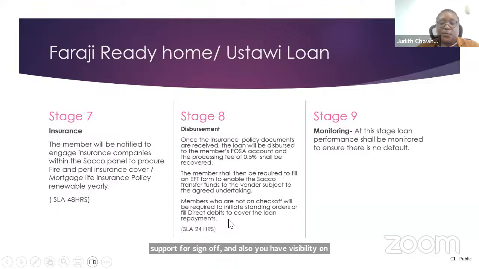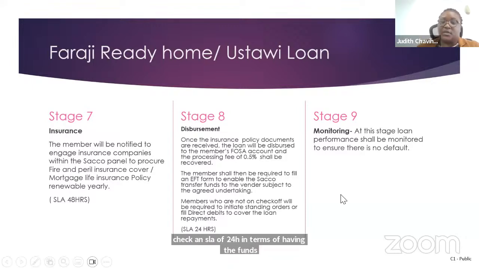At this point, you'll also be required to fill a standing order or direct debit even before the funds are transferred. So ensure that you can start the process of filling a direct debit or a standing order at stage 7, so as to save time in having these funds transferred as soon as possible by the time we get to stage 8. This should take an SLA of 24 hours in terms of having the funds transferred to the vendor.